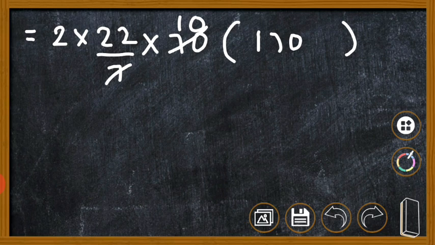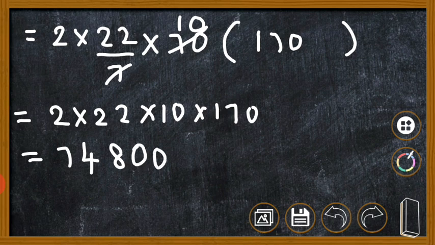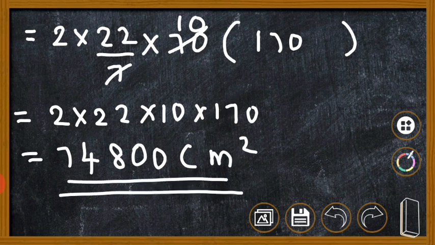Okay, so remaining you should multiply, so you will get 2 into 22 into 10 into 170. Calculate 2 into 22, what is the answer? That is 44. 44 into 10, 440. 440 into 170, what is that? You will get 748. Unit, what is that? It is centimeter square.